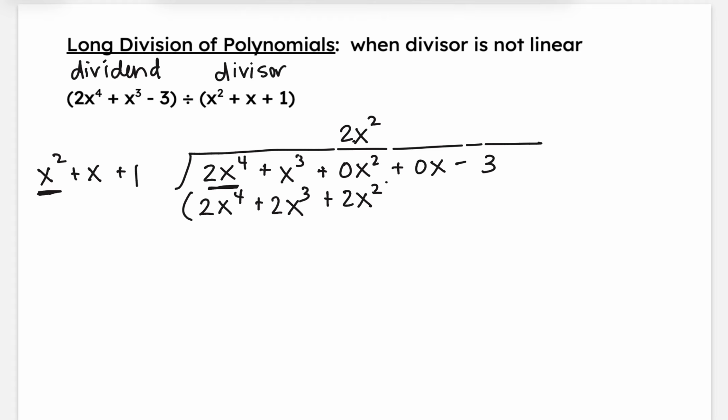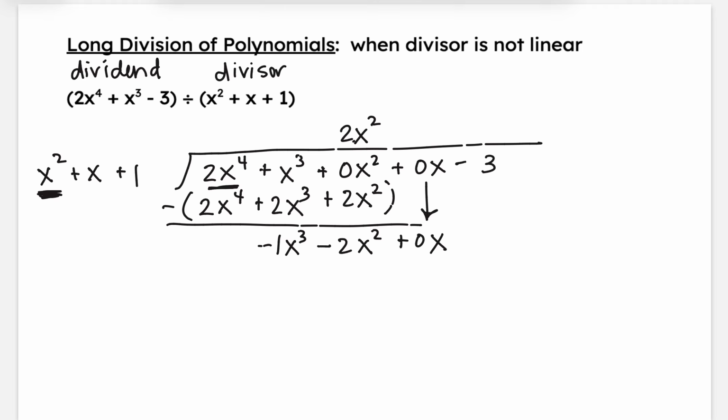My next step is to subtract. Those first terms cancel. I have 1x cubed minus 2x cubed, which is negative 1x cubed. Then I have 0 minus 2, so that would be negative 2x squared. And I'm going to bring down my next term, which is 0x. Okay, now we do the whole process again.